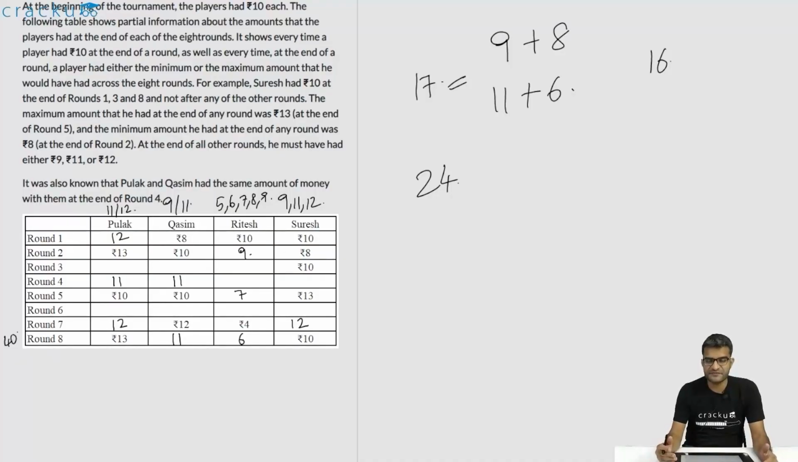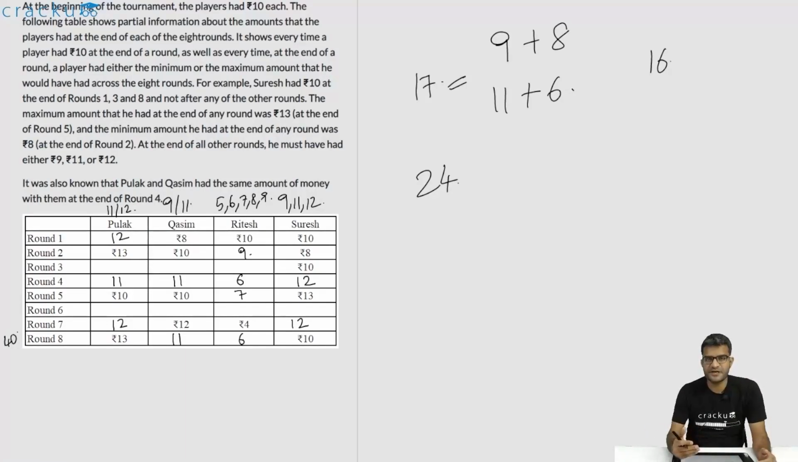Similarly, if you are looking at the shift from round 4 to round 5. In round 5, Pulak and Kasim lost 1 rupee each. They had 11 rupees at the end of round 4 and now they have 10 rupees. So both of them lost 1 rupee each. This would imply that the remaining two had gained 1 rupee each. So Ritesh at the end of round 4 will have 6 rupees and Suresh at the end of round 4 will have 12 rupees.